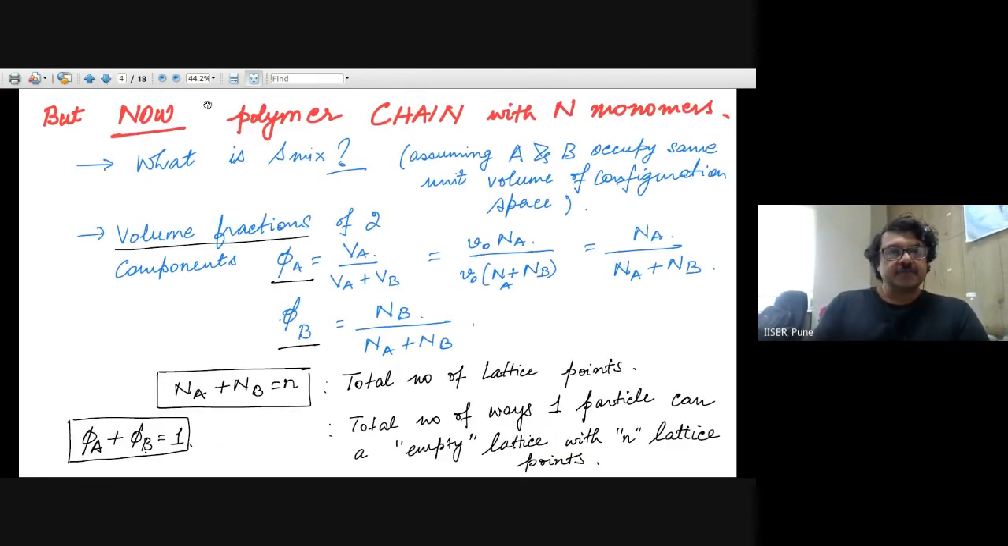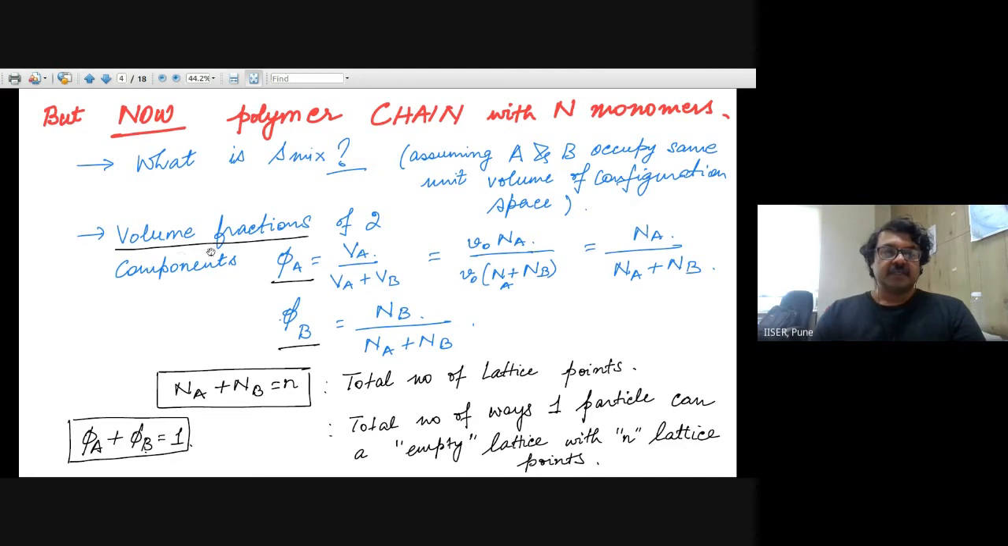So now suppose you have a polymer chain with capital N monomers, and the question is, what is S mix, the entropy of mixing? We have assumed that B, the solvent particles, and A, the monomers of a polymer chain with N monomers, occupy the same unit volume in configuration space. And one could write the volume fractions.